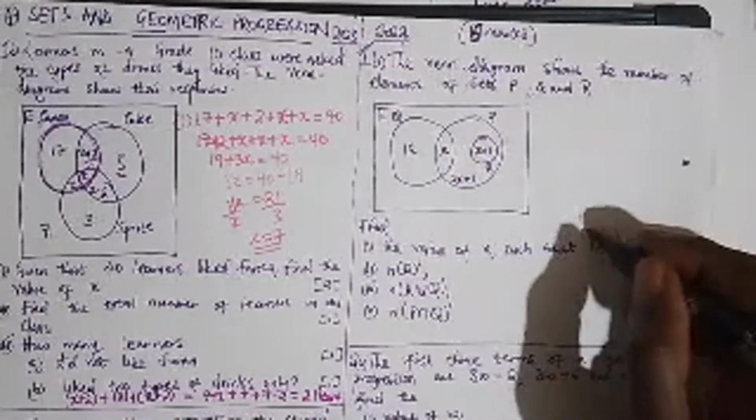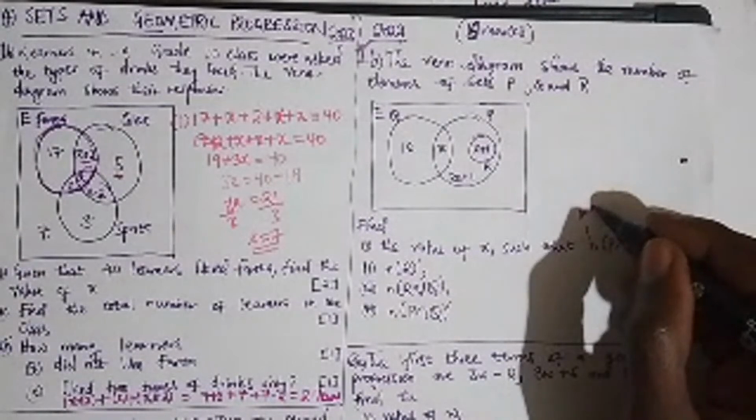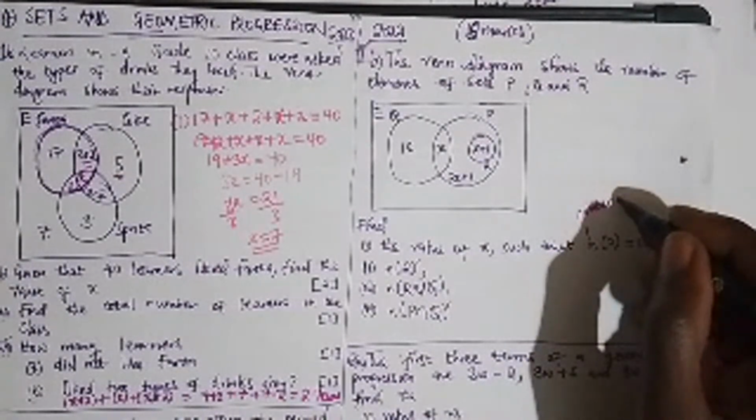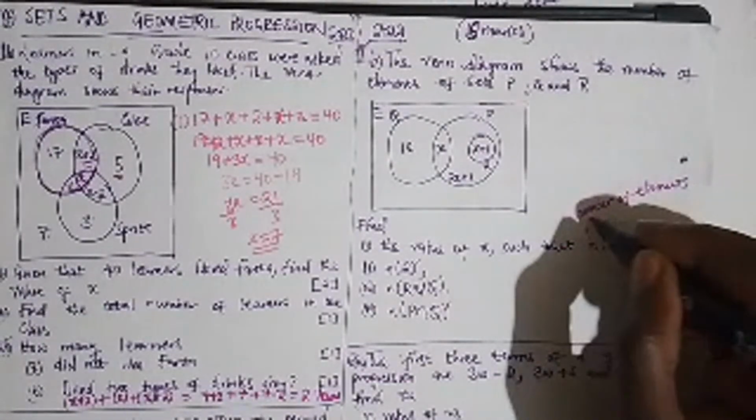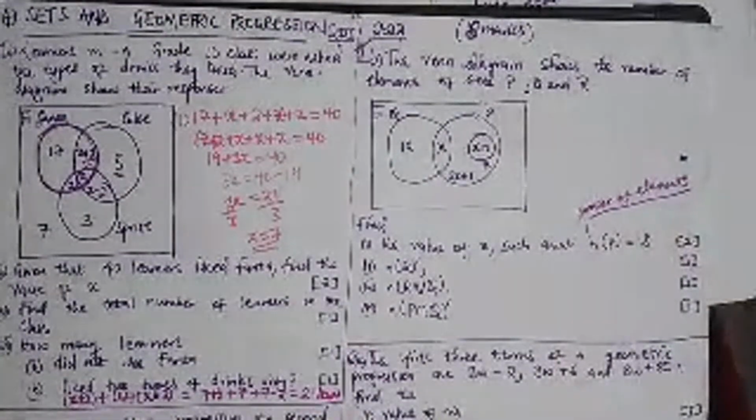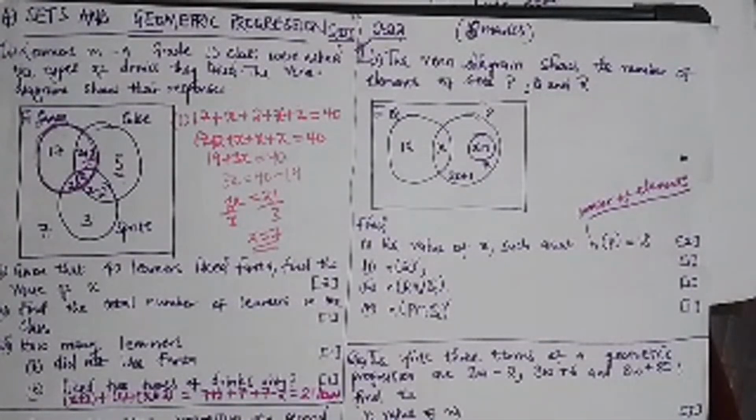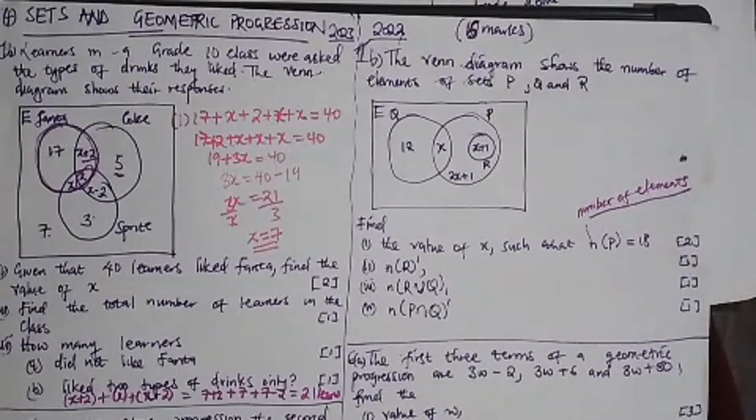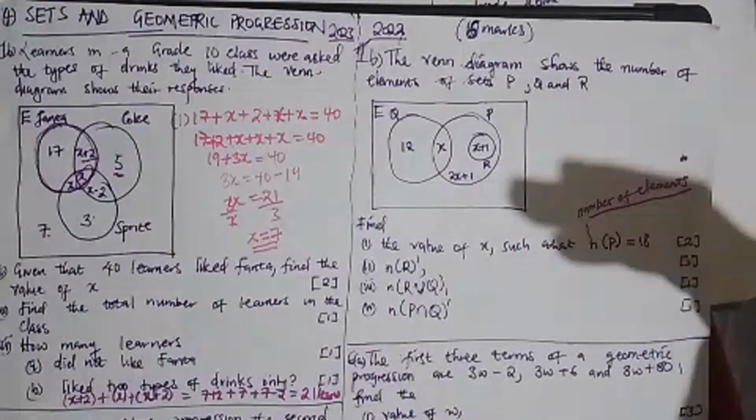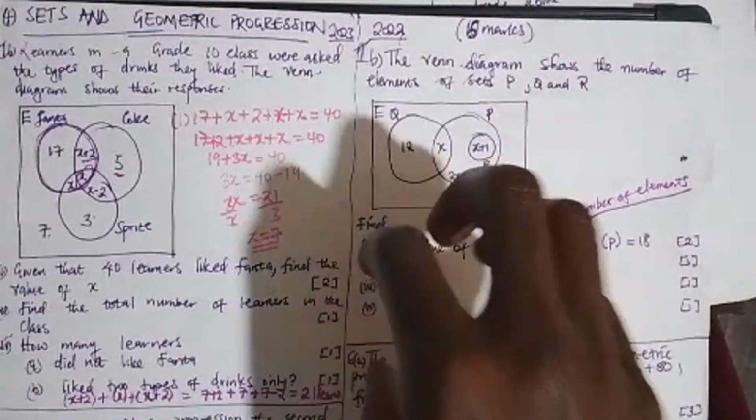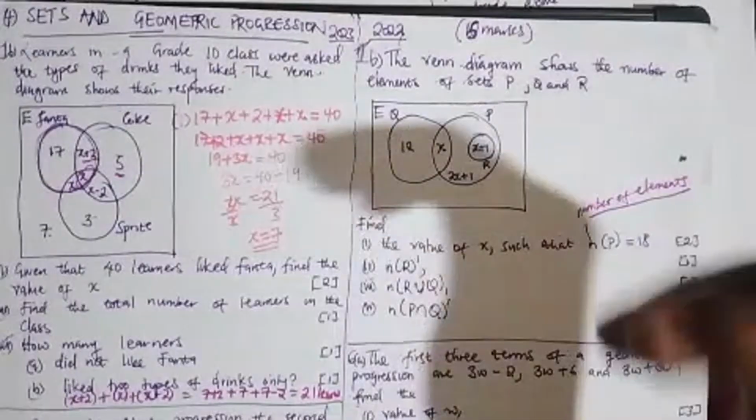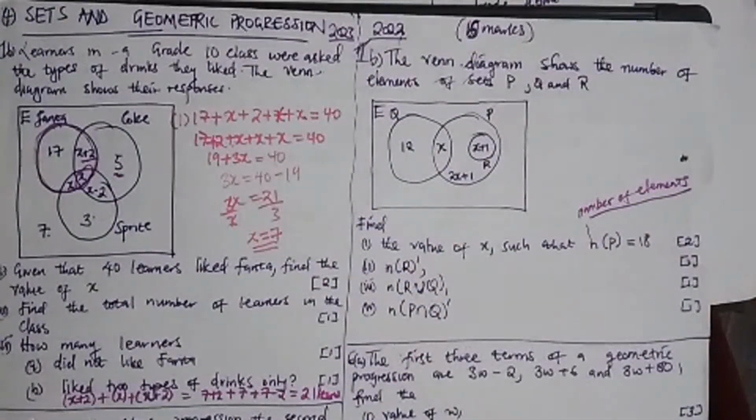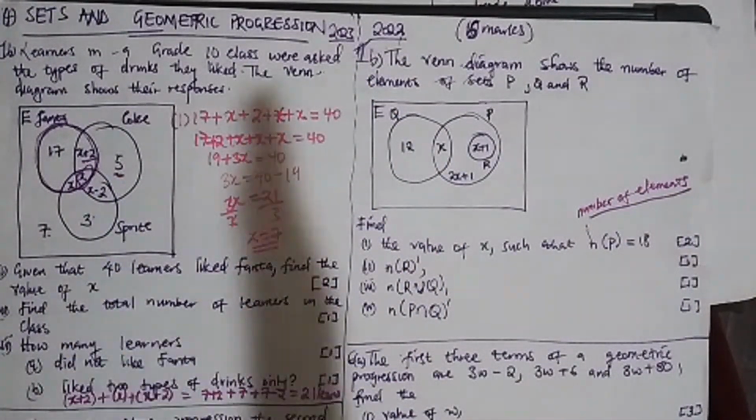Number of elements. So whenever you hear the words number of elements, whatever should come into your mind is you're supposed to add them. Number of elements, you're supposed to add. So here what we are going to be doing is what is known as addition. We are going to be adding. Remember, our first step is to find the value of x.